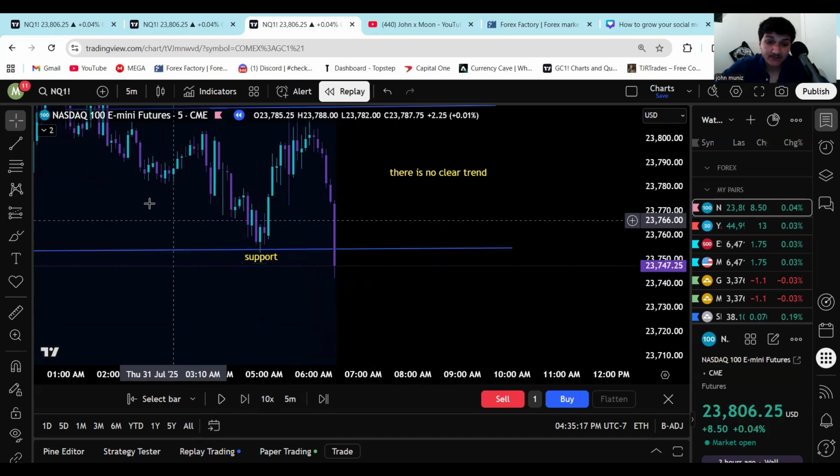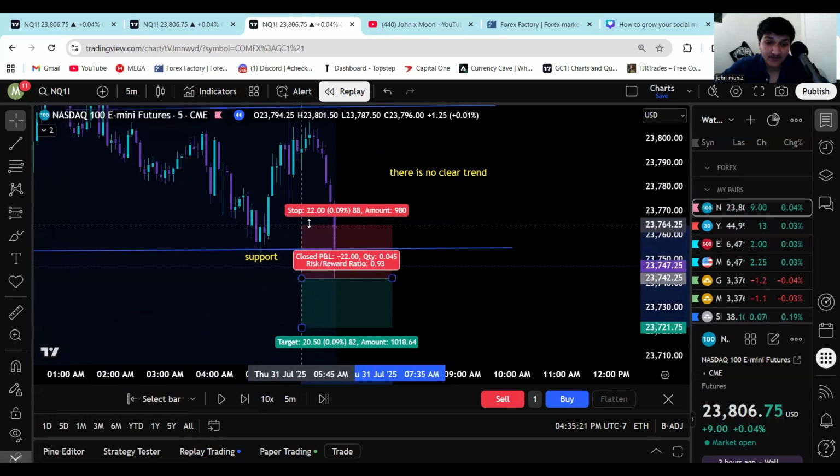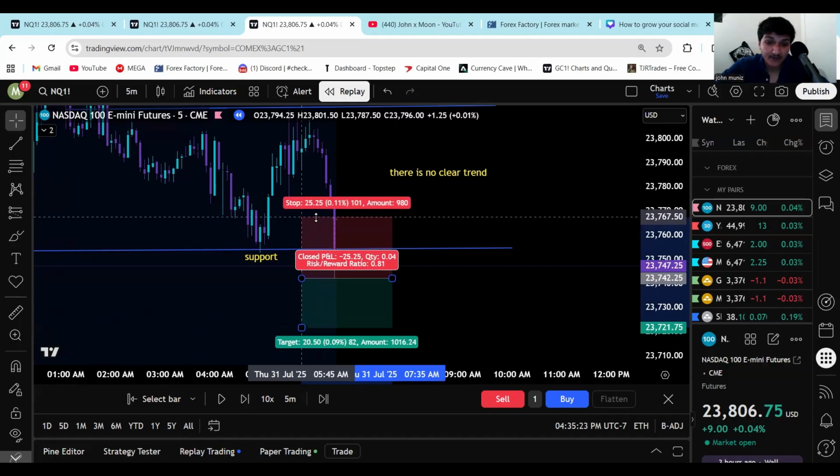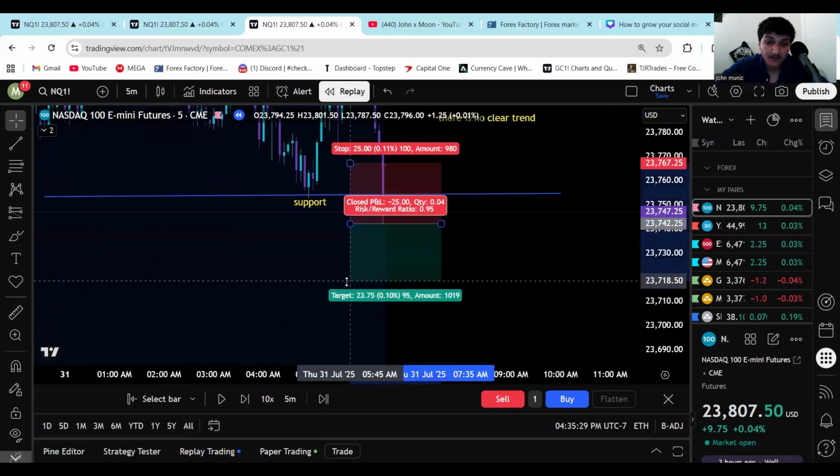Like I said, we closed underneath the support. We took out that liquidity from that support. Obviously, I would have my 25-point indication for my entry here, exactly like so.